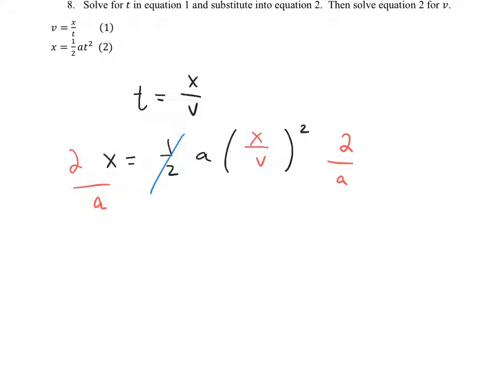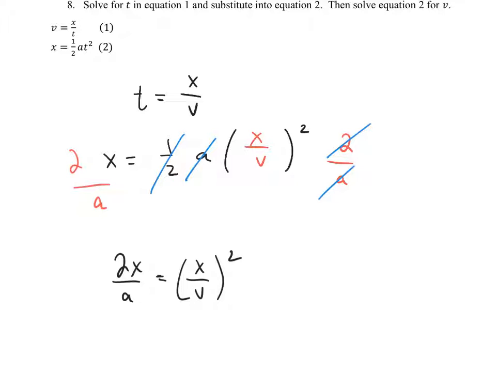Well, this 1/2 cancels with this 2 by multiplying. This a cancels with this a. So I end up on the left side with 2x over a, and the right side just x over v quantity squared. So this is what I've got so far. Now again, what is my goal? My goal in this problem is to figure out what the value is for v, which is down here. What do you recommend I do at this point if the value for v is down there?